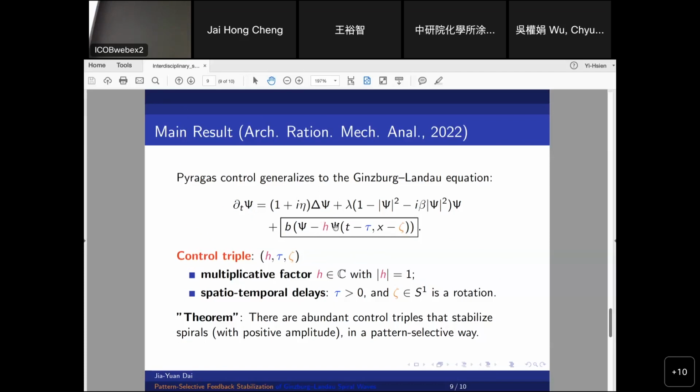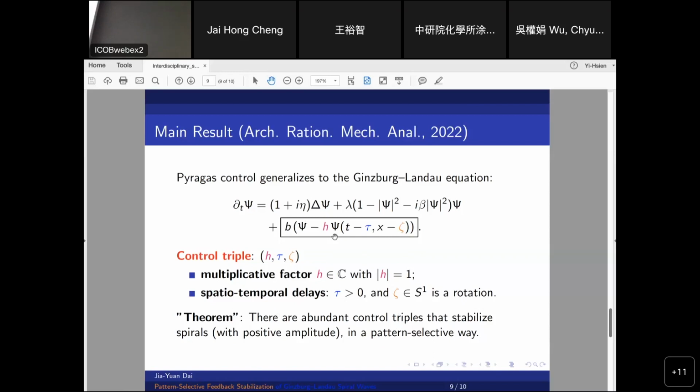For example, we can have this H, a multiplicative factor, and we can have a time delay, and also a space delay. And the space delay is indeed a rotation of the domain. If I consider this as my H, we can have a spatiotemporal delay. And now this is a mathematical theorem. We can prove, this is a mathematical proof, that there are abundant control triples that stabilize spirals in a pattern selective way. What does that mean? There are so many spirals you cannot see from numerics and from simulations. But now, if we apply our control, you can see exactly what you want to see.